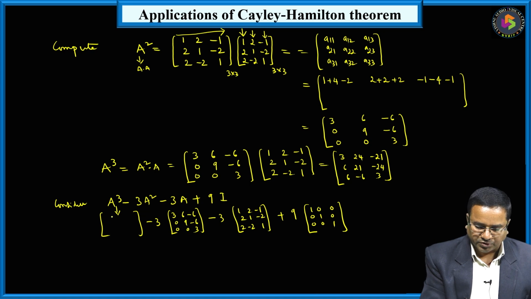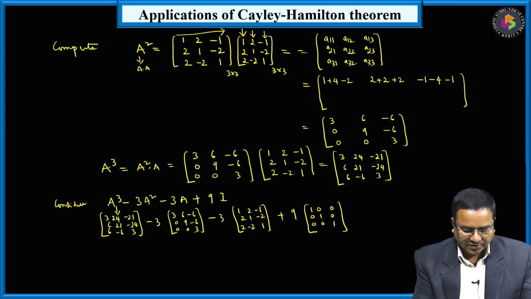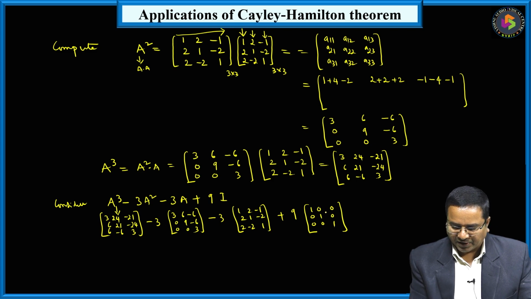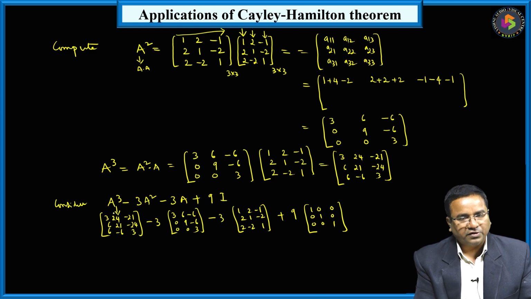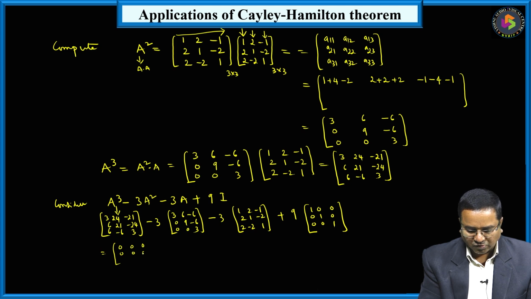So similarly you have to substitute your A cube also here. That is 3 24 minus 21, 6 21 minus 24, 6 minus 6 3. Then if you simplify, definitely we will get 3 minus 9 plus 9 plus 3 minus 3. Look at this one, definitely we will get 0. So 0 0 0. Even in an examination, once you complete it, even if you write it directly, no problem.